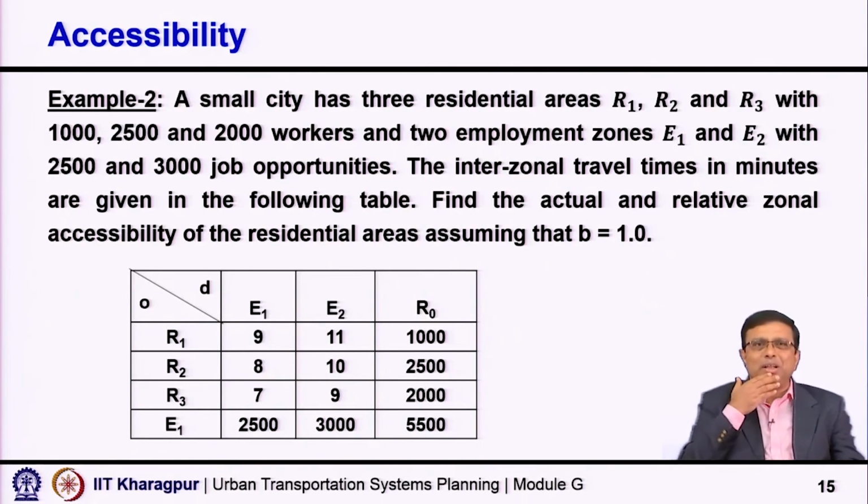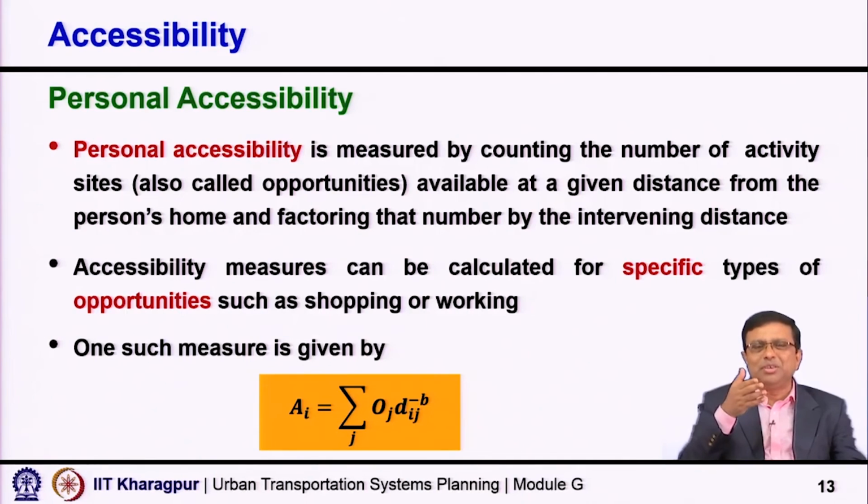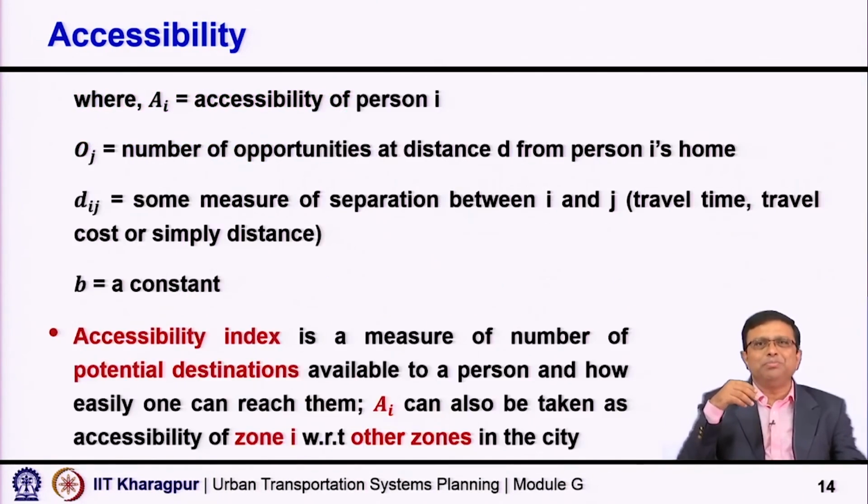So, if I take an example, consider there are 3 residential areas and 2 employment zones. The residential areas have 1000, 2500 and 2000 workers, and the 2 employment zones have 2500 and 3000 job opportunities, and these are the travel times: 9, 11, 8, 10, 7, 9, and how the residential zones R are connected to the employment zones E is given. You can consider b as 1. Then how can you calculate the accessibility of each zone? We can use the same formula, Ai equal to sum over Oj dij to the power minus b.